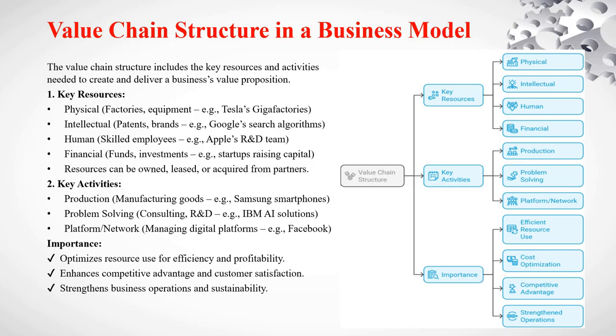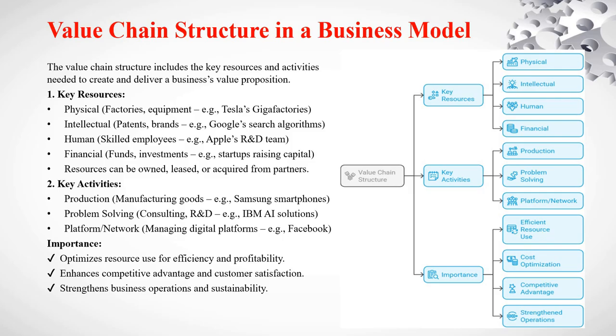human, financial. Okay. So here the physical resources are nothing but the factories, offices, equipments. Then you have distribution networks. For example, you have Tesla's gigafactories. Then second is the intellectual, where you will be having patents, then brands, proprietary knowledge and customer data. Example is the Google search algorithms.